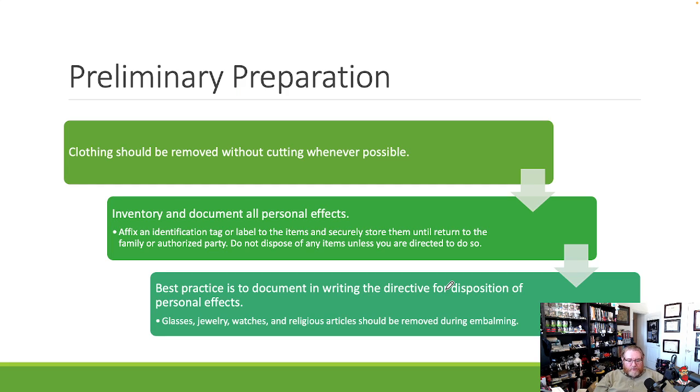Clothing should be removed without cutting whenever possible. This is not your clothing. You should not be cutting it, and you should not be throwing it away without permission. And you might say, well, Professor Finn, it's contaminated. And my response is, that doesn't matter unless local health or Center for Disease Control guidelines say that you must dispose of something without returning it to the family. So you must have legal authorization to do that from the state.